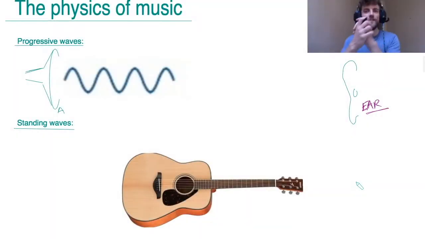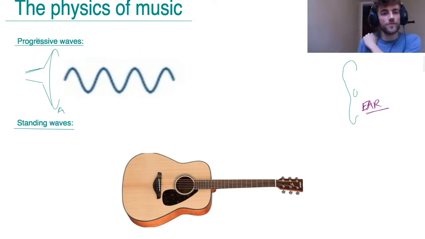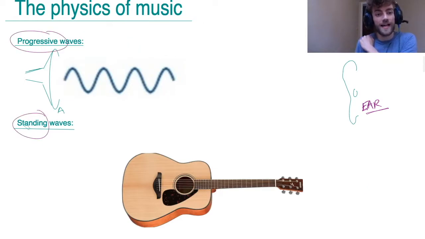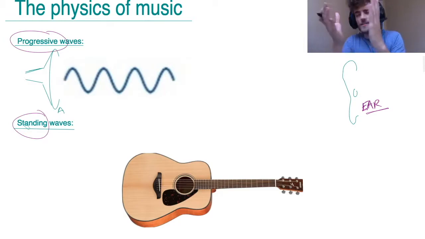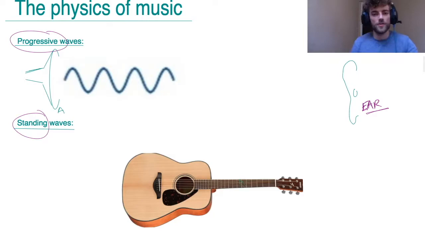Okay, so to talk about the physics of music, we need to talk about waves. In particular, we're going to talk about two types of waves, which are progressive waves and standing waves. In reality, waves split into many categories: mechanical, electromagnetic, transverse, longitudinal, the list goes on. But for the purposes of this video, we're just going to talk about two types of waves.